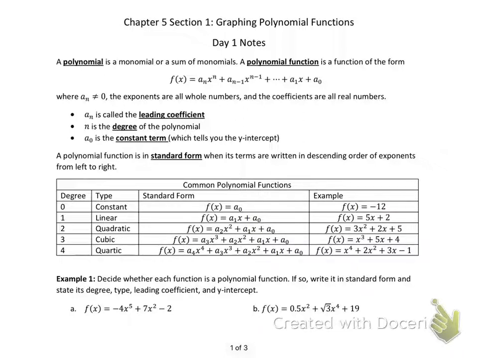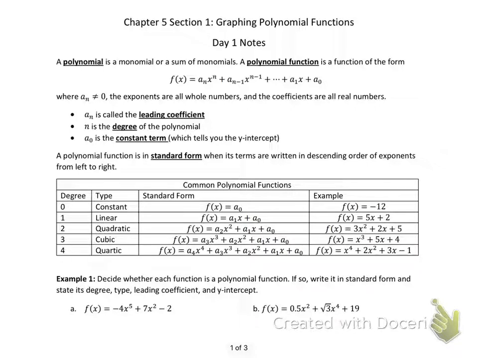The first term is called the leading coefficient. Now, it's not always the first term there, and we're going to talk about that, but it's the one with the highest exponent. It's the coefficient in front of the one with the highest exponent. I'm going to show you what that looks like. N is the degree of the polynomial, and that's the highest power.